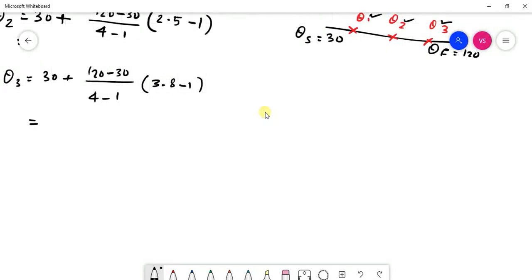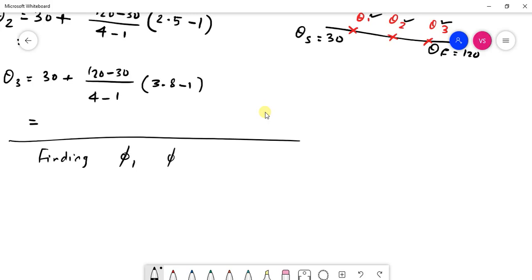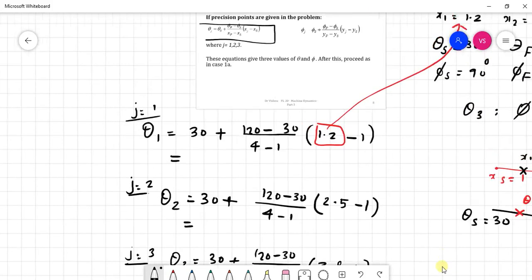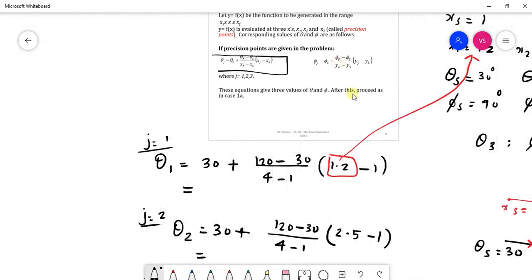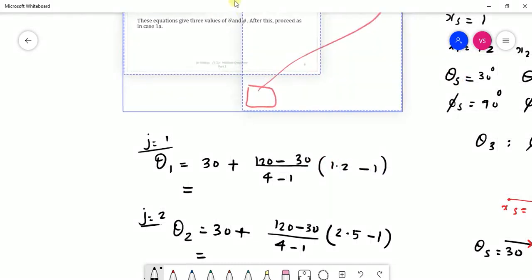Next, so with this we complete theta. Now next, finding phi 1, phi 2, phi 3. A similar equation we will use for phi also. The only thing is, as I said, instead of x you will use y. That's the only difference.